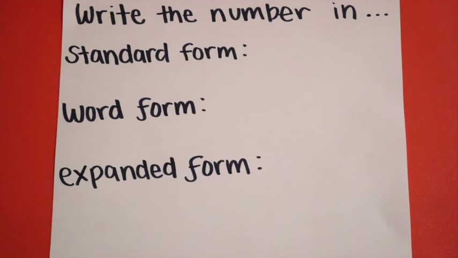Here is your video response question. If you're a little bit confused because you don't see a number on here, that's because I'm actually going to tell you the number that you are going to write in standard form, word form, and expanded form. The number you are going to write in these 3 forms is 245,115. Once again, that's 245,115. Alrighty guys, good luck and you got this.